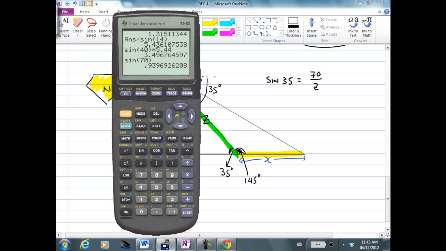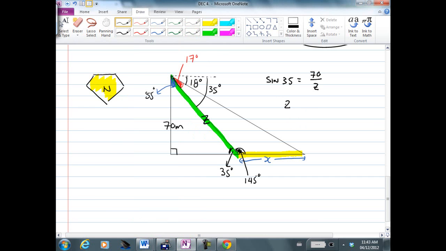Oh, sorry, not sine. I mean 70 divided by sine 35. Z is 122.04. I got the same thing. You're almost done, but not done yet. So we know that's 122.04. But the issue is not finding Z, it's finding X.